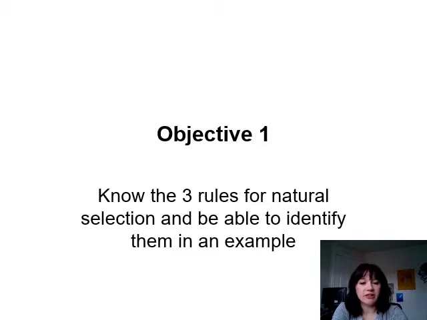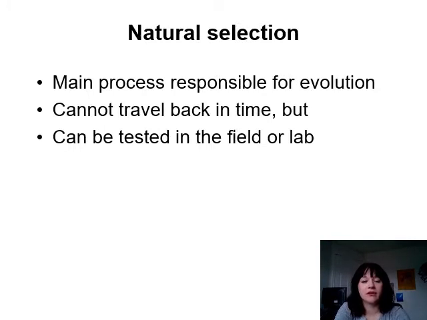So first objective, let's talk about the 3 rules of natural selection. Natural selection is the main process by which evolution occurs. Now, we cannot travel back in time to observe evolution in action, but we can observe natural selection in the lab or out in the field.